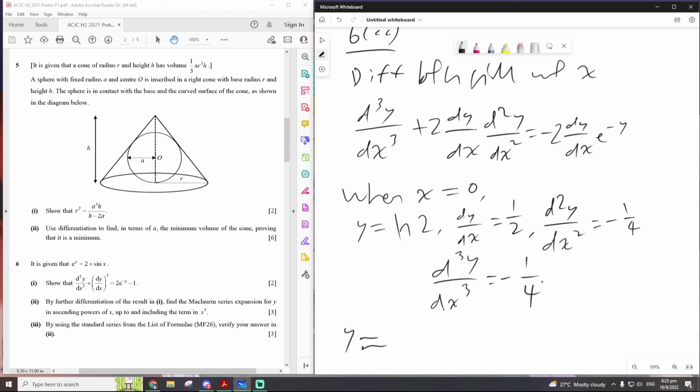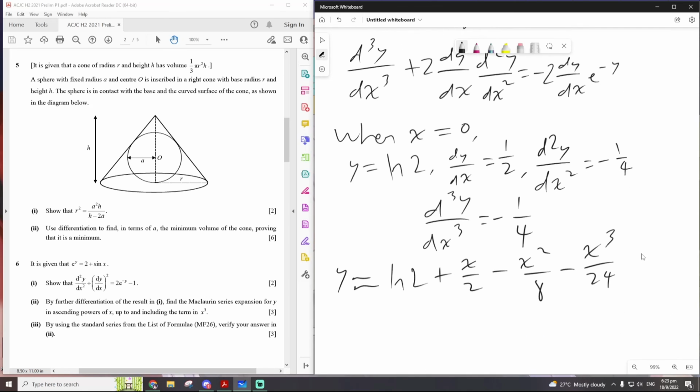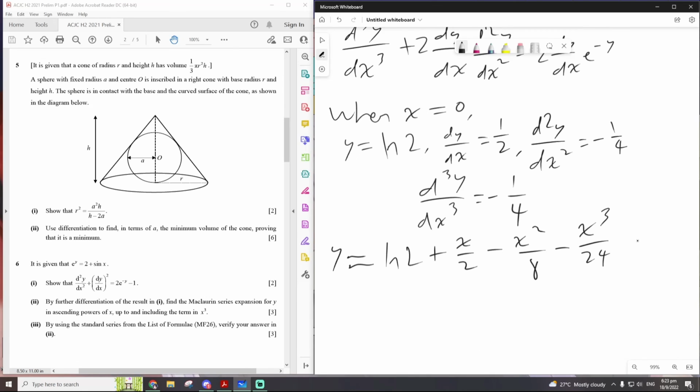So y is approximately ln 2 plus x over 2 minus, over 2 factorial, x squared over 8, minus, over 3 factorial, which is 6, x cubed over 24. And yeah, okay, there you go. That's how to determine x cubed by using standard series from the list of formulae.